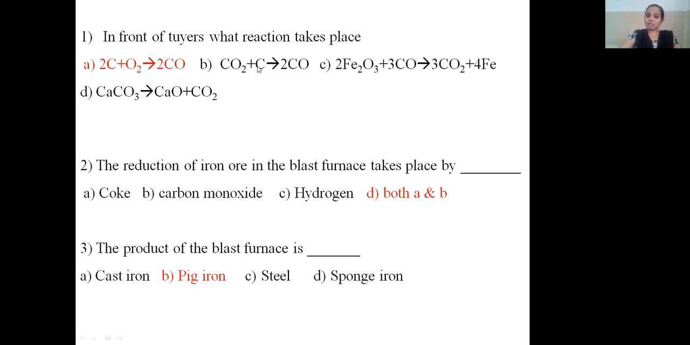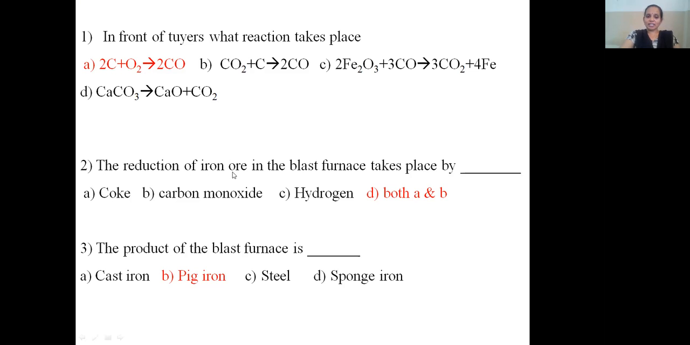CO2 reacts with carbon of coke to form CO, which is a solution loss reaction. Fe2O3 reacts with carbon monoxide to form CO2 plus Fe. This is indirect reduction. CaCO3 gives rise to CaO plus CO2. This is calcination of fluxes. So the correct answer in front of tuyeres is: the oxygen present in the air reacts with carbon of the coke to form carbon monoxide. This is the first answer. A is the proper answer.